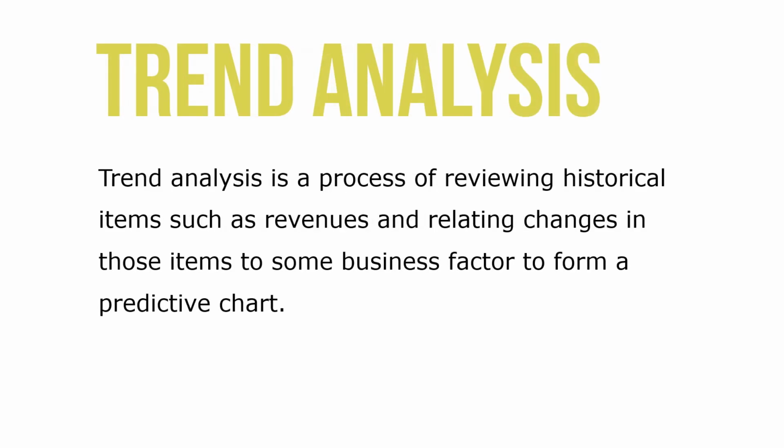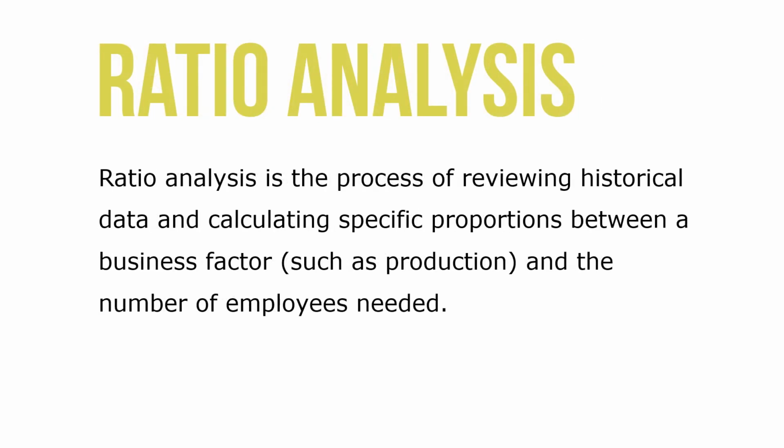Trend analysis is a process of reviewing historical items, such as revenues, and relating changes in those items to some business factor to form a predictive chart. Ratio analysis is the process of reviewing historical data and calculating specific proportions between a business factor, like production, and the number of employees needed.